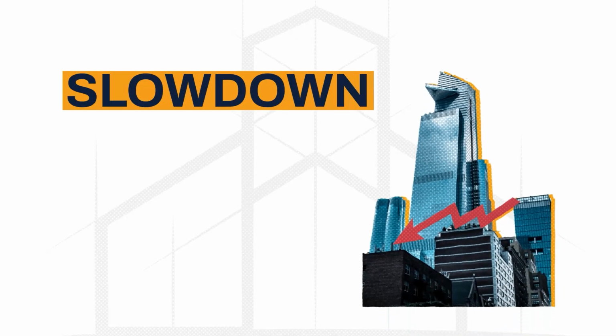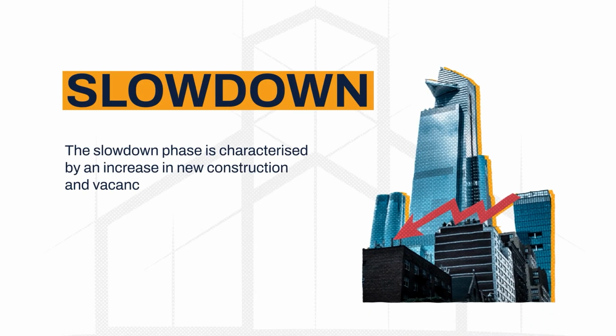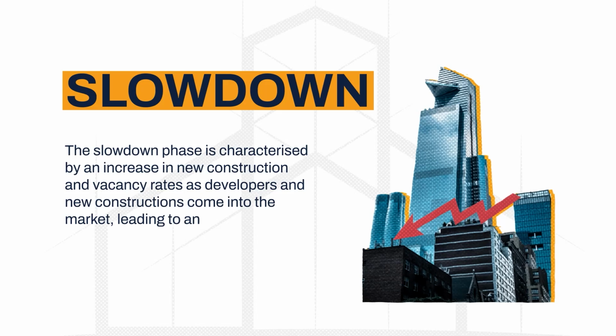Slowdown. The slowdown phase is characterized by an increase in new construction and vacancy rates as developers and new constructions come into the market, leading to an oversupply. The rise in vacancies can also be due to a pullback in demand caused by a shift in the economy. During the beginning of this cycle, the rents continue to rise, but more slowly.